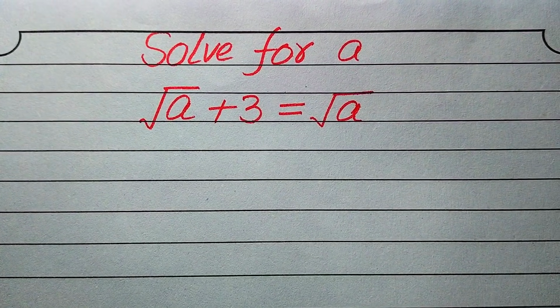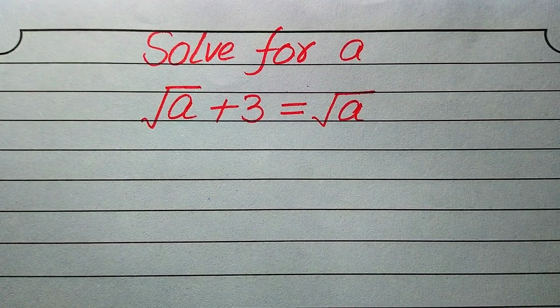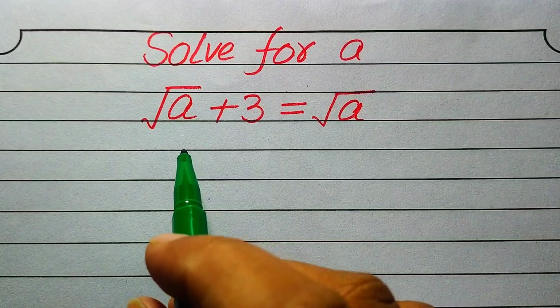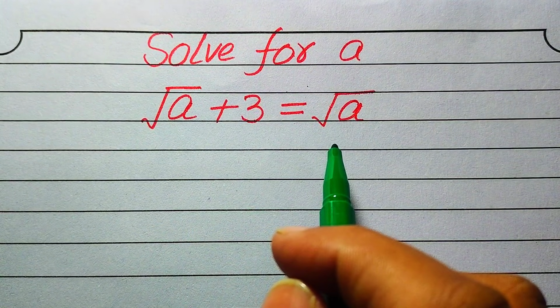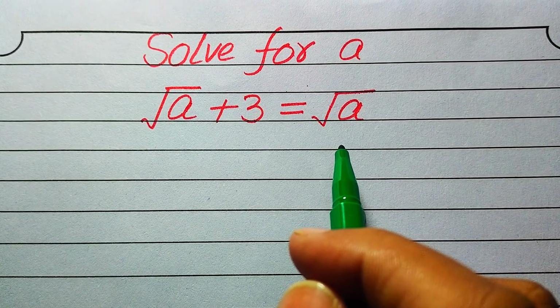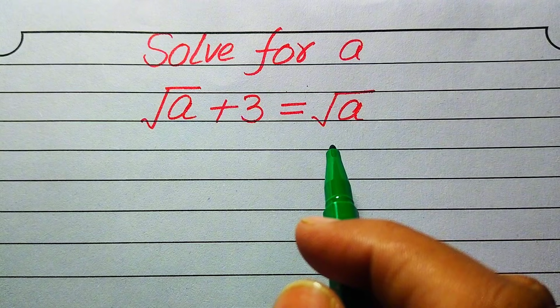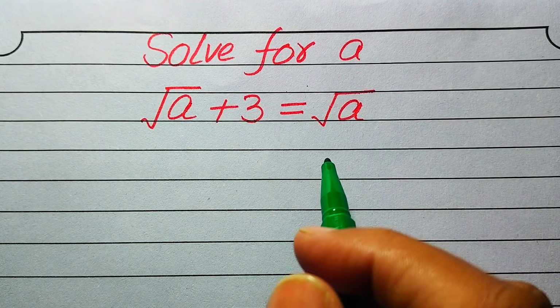Hello everyone, how to solve this problem for the values of a if we have square root of a plus 3 is equal to square root of a. Here we solve this problem by two methods. I hope you like both of these methods.